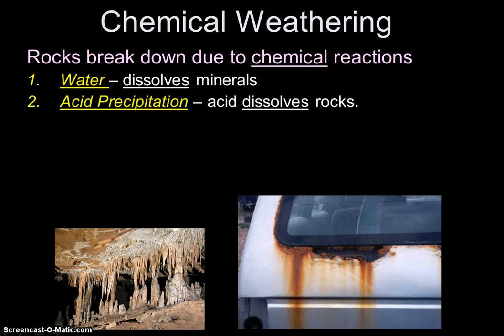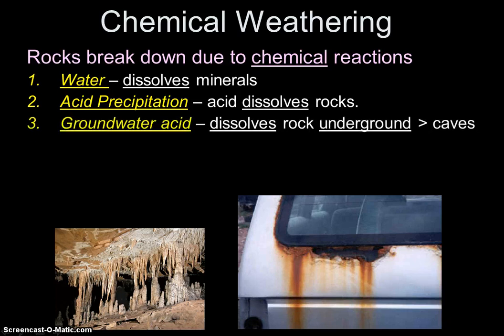Number 2 is acid precipitation. Acid can dissolve rocks, and that's very much a problem in areas where there is a lot of manufacturing and factories. We don't have that so much in our area. Number 3 is groundwater acid. It dissolves rock underground, creating caves. So we can see that particularly for the groundwater, it creates caves.